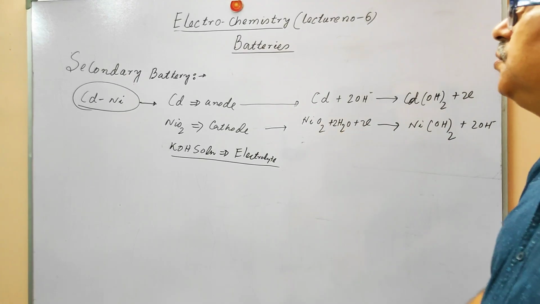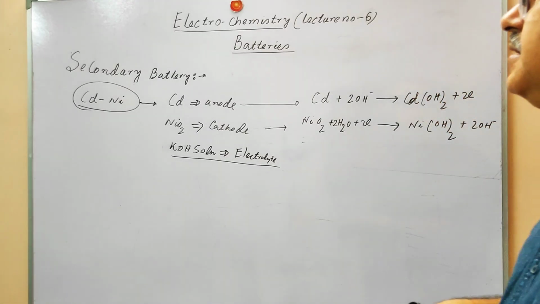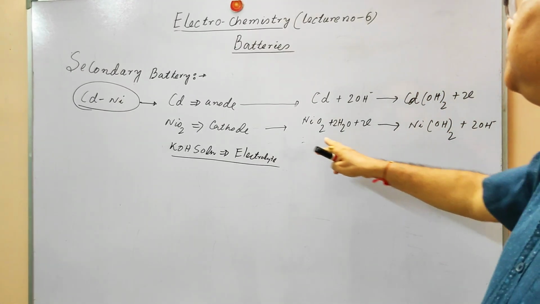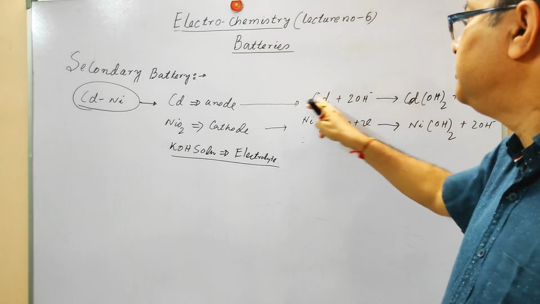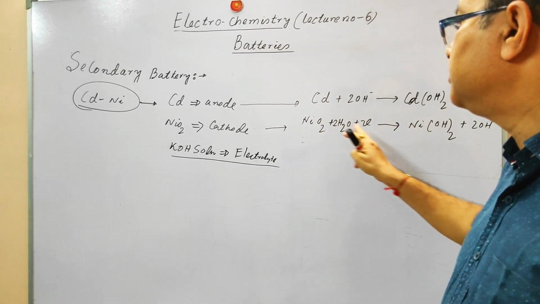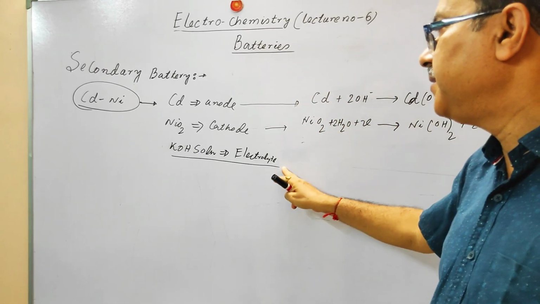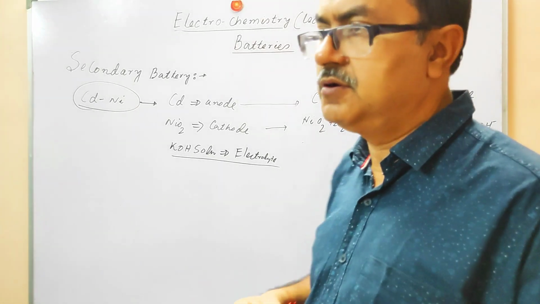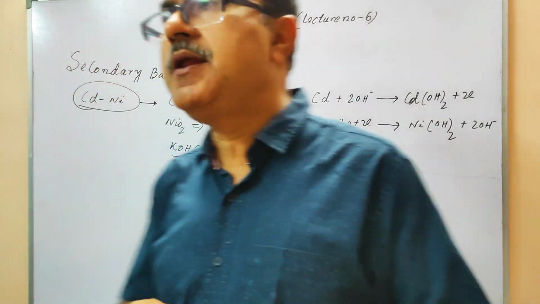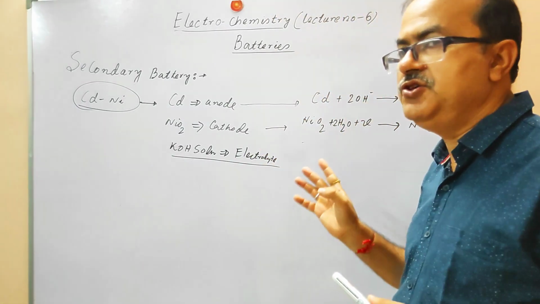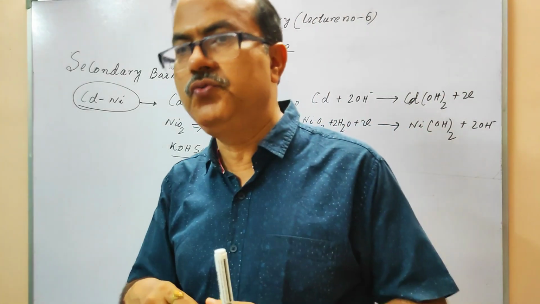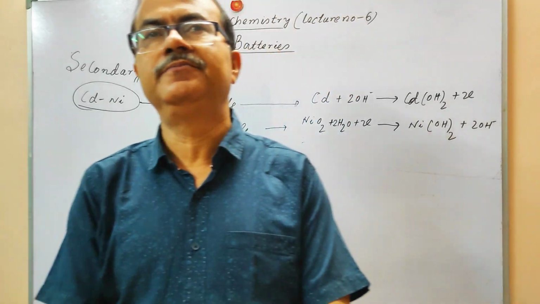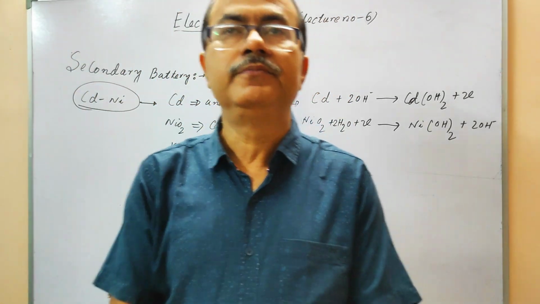So this reaction is the cadmium nickel battery, and you can see in the anode this reaction occurred, in the cathode this reaction occurred, and this cell is expensive, and it can also be recharged, so that you can use it again, after the other cells that we have discussed. That is a very important cell.